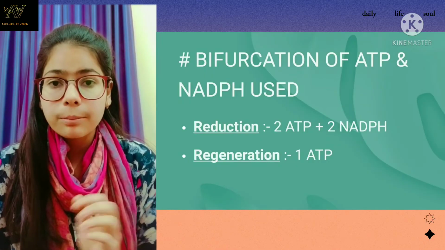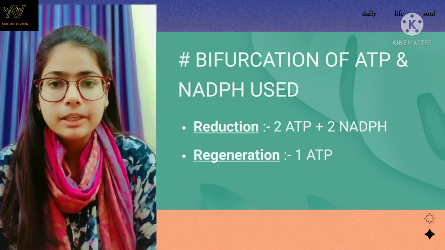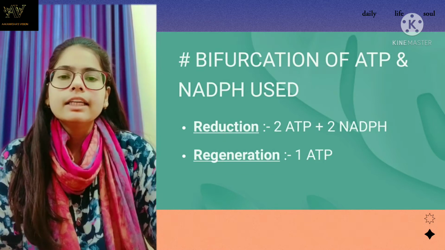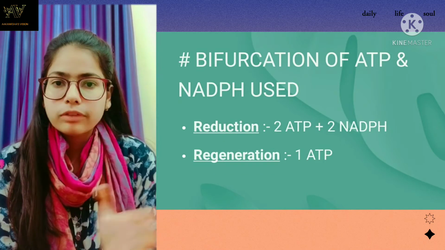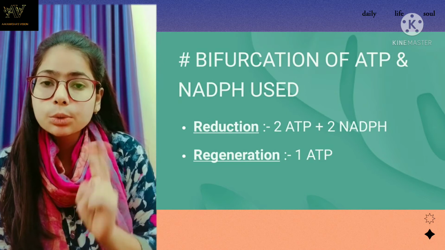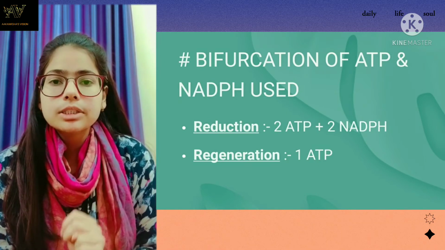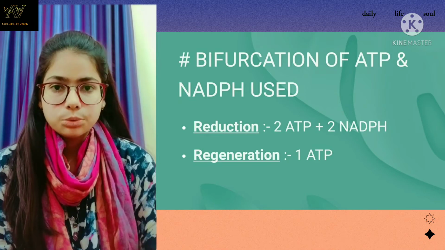If we talk about the bifurcation of how ATP and NADPH are used in the Calvin cycle, then in the reduction stage, 2 NADPH and 2 ATP are used, and in the regeneration step only 1 ATP is used.